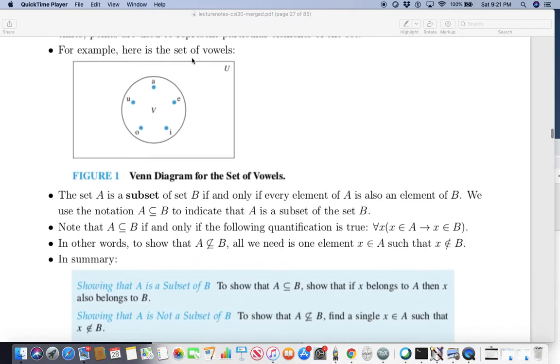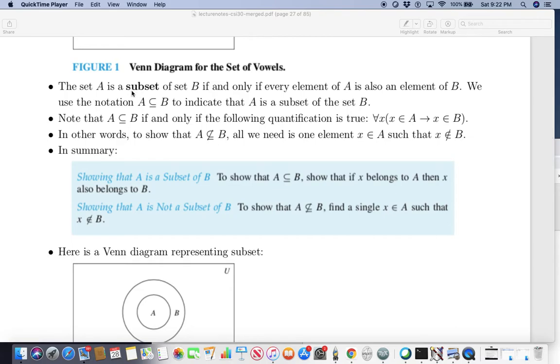For example, here is the set of vowels. So that's the universal set. That is the set of vowels V. And here are the elements of the set V.